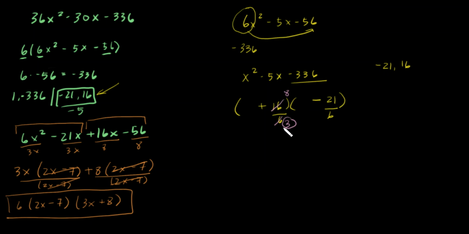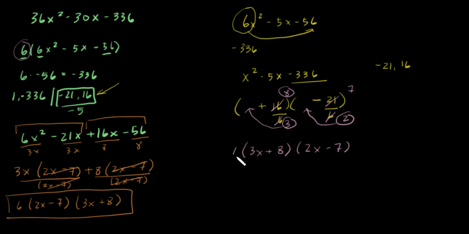So that denominator goes to the front. And now it becomes 3x plus 8. Notice that the numerator is the second term. 21 over 6. They're both divisible by 3. That's a 7 and a 2. The denominator goes to the front. And so we get a 2x minus 7. Do not forget about that 6 that you factored out in the beginning. Include it. And there you go. That's your final answer. Good job, guys.